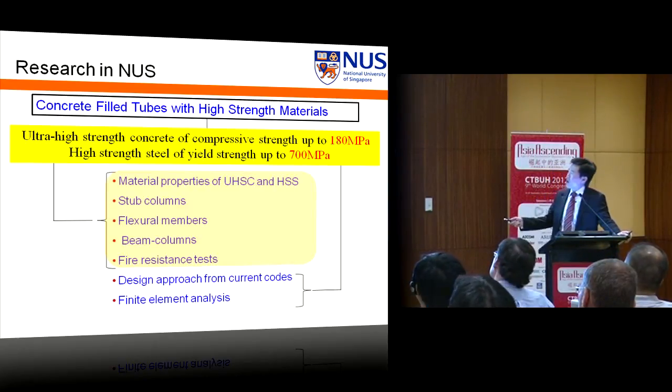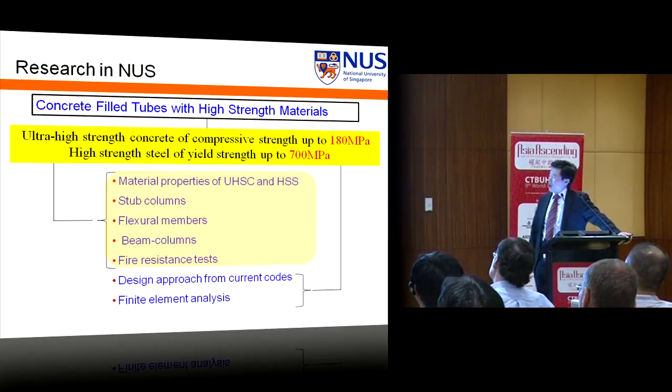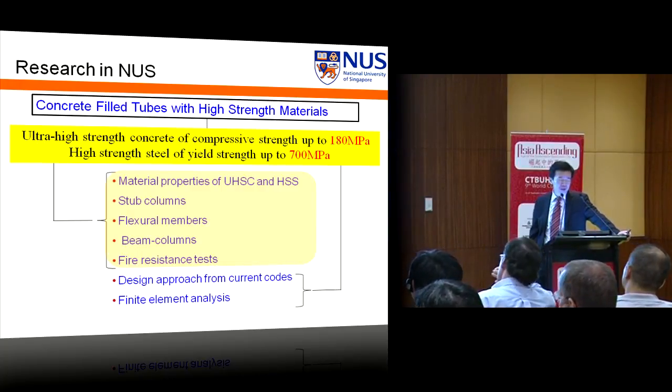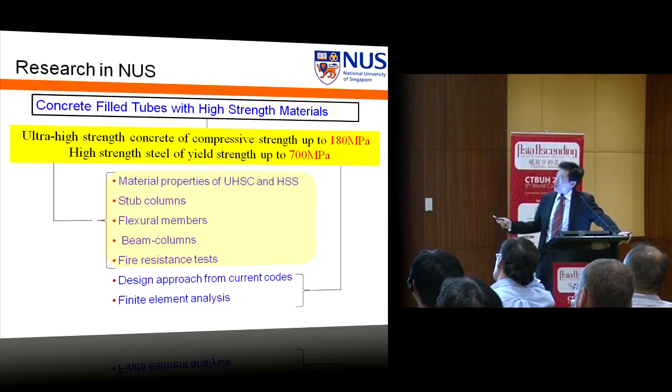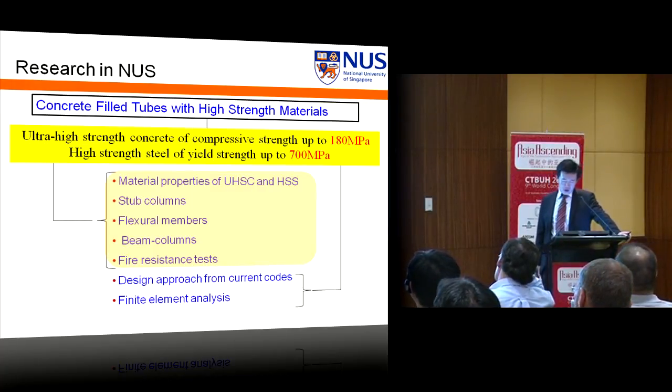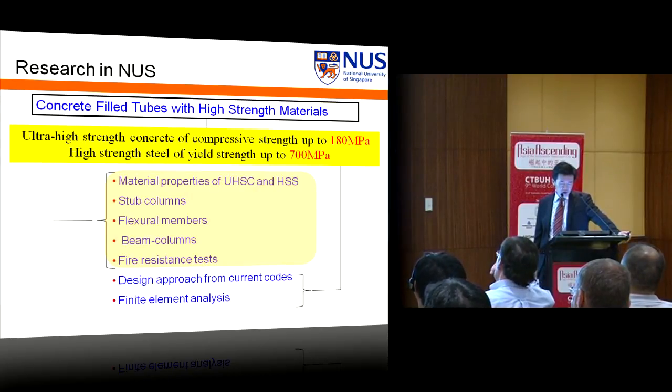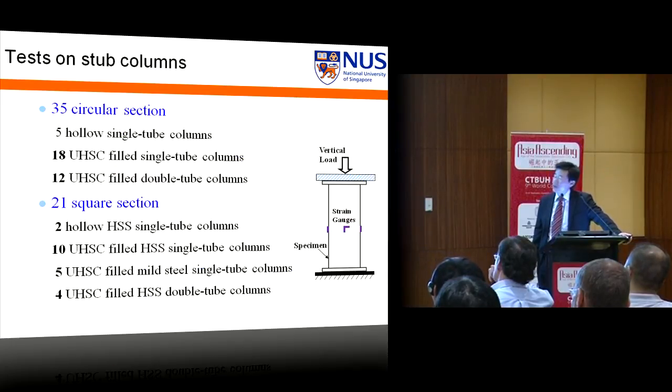So we've done experiments, and of course, we do finite element analysis. These are the large number, close to about 100 tests we have done, and we'll gather some of the test data. Now, some of the concrete strengths go up to 100 megapascal. In the steel strength, up to 700 megapascal, mainly in the form of plates. So we use these plates to form box sections, welded-up box sections, and infill them with concrete.